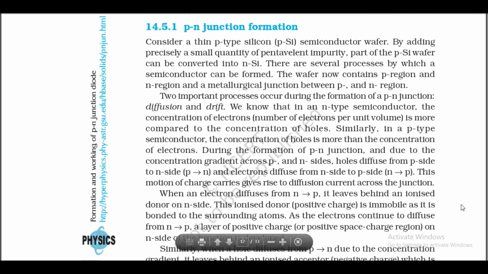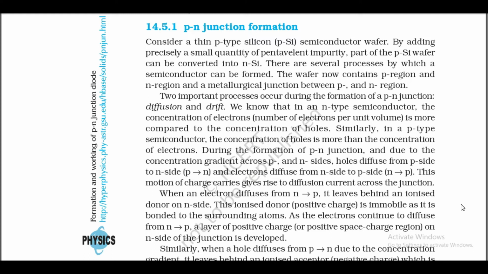14.5.1 PN junction formation. Consider a thin p-type silicon (p-Si) semiconductor wafer. By adding precisely a small quantity of pentavalent impurity, part of the p-Si wafer can be converted into n-Si. There are several processes by which this can be done. The wafer now contains a P region and an N region and a metallurgical junction between the P and N regions.